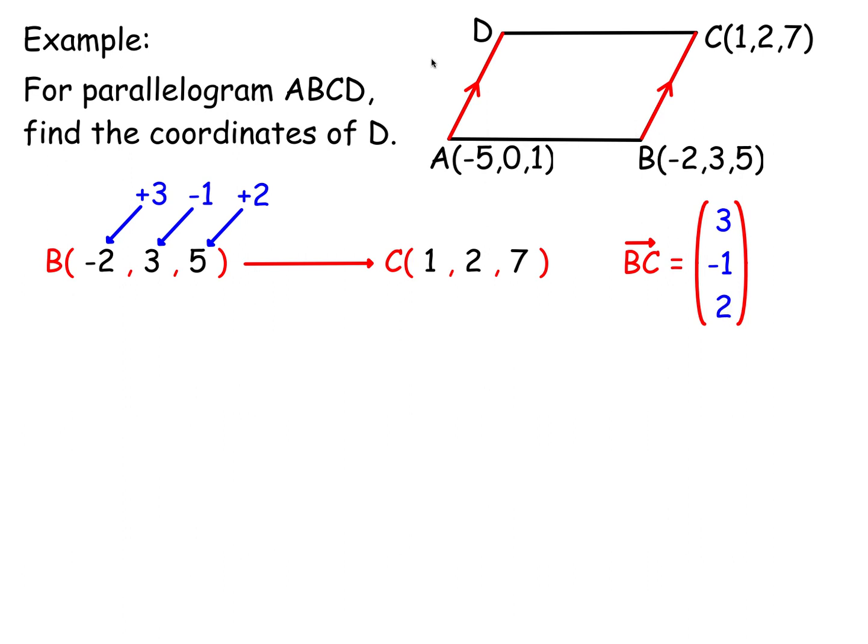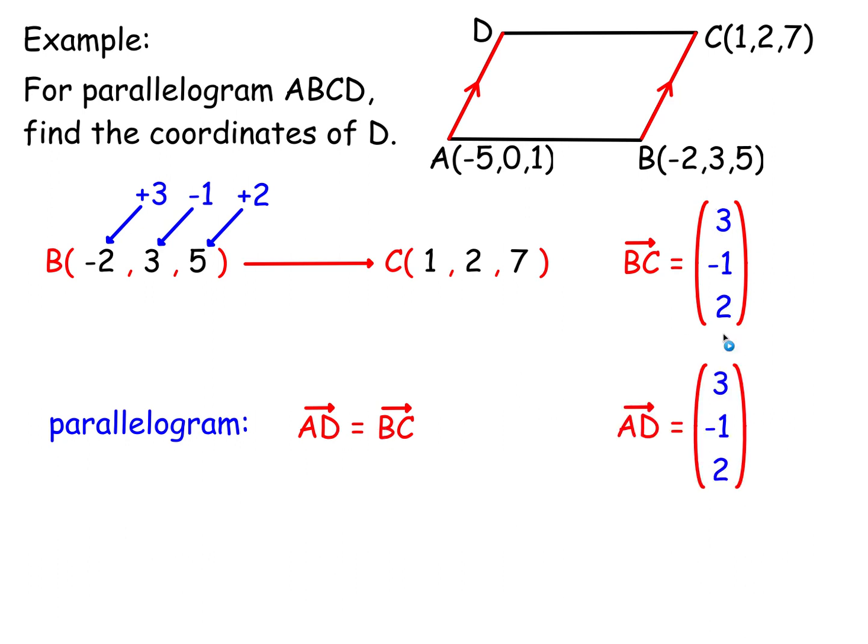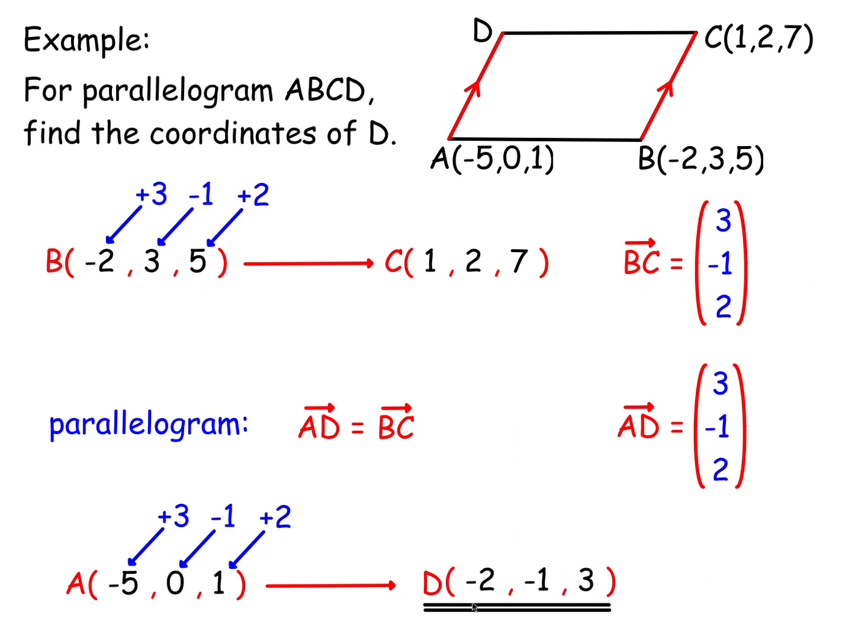Since it's a parallelogram, AD is equal to BC: the same size, same direction, same vector. So these two directed line segments are equal, and AD is also the vector 3, negative 1, 2. So how do you get from A to D? Add 3 onto the x, take 1 off the y, and put 2 onto the z. So there's A, negative 5, 0, 1. Apply that vector, 3, negative 1, 2. That is, give 3 to the x, take 1 off the y, and add 2 onto the z. And that gives you the coordinates of D. D is negative 2, negative 1, 3.